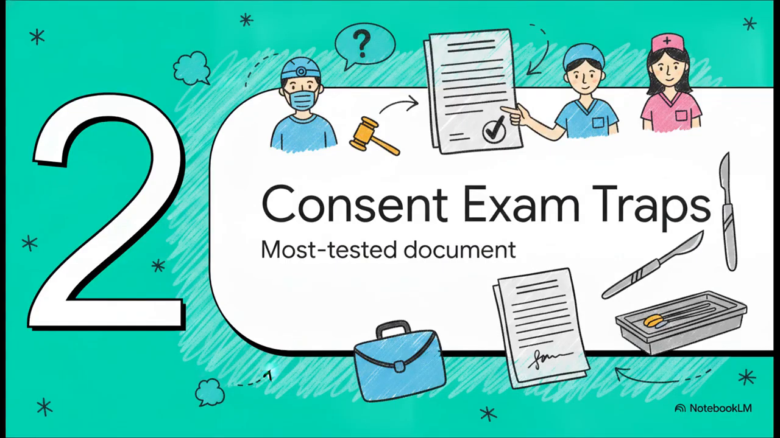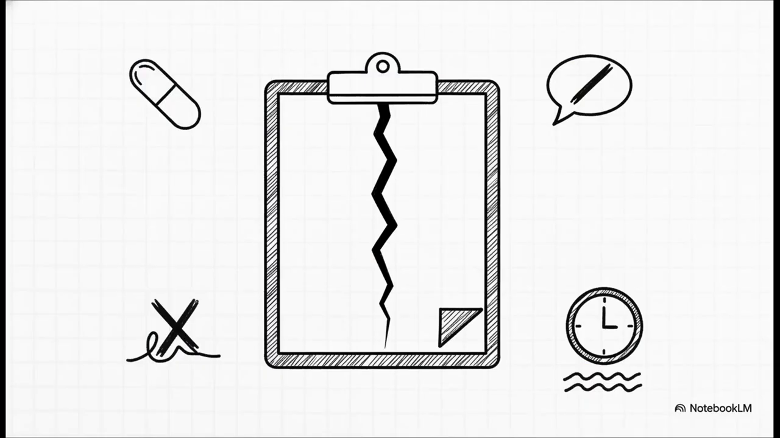Moving on to Section 2, Informed Consent Exam Traps. This is arguably the most tested document on the whole CST exam. The ultimate rule you've got to remember here is that the surgeon, not the CST, not the nurse, but the surgeon is legally responsible for explaining the procedure and obtaining that informed consent.